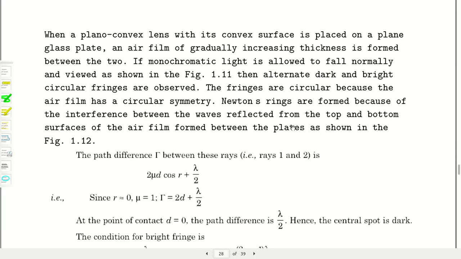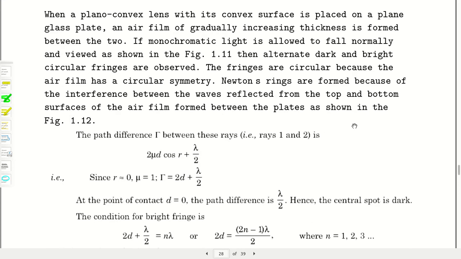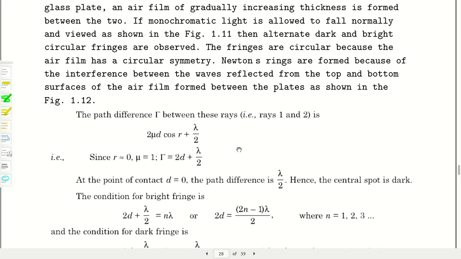Now let us jump into the direct calculation. Here also there is an extra path difference because of the reflection at point D, because at that point there is a surface backed by a denser medium. So the path difference is 2 mu d cos r plus lambda by 2. It is the total path difference between the rays 1 and 2, but here mu is equal to 1 and r is nearly equal to 0, and the wedge angle alpha is also taken as 0 for the sake of simplicity of the calculation.